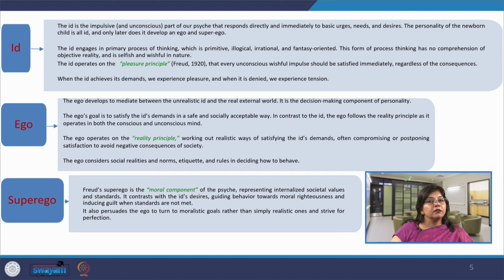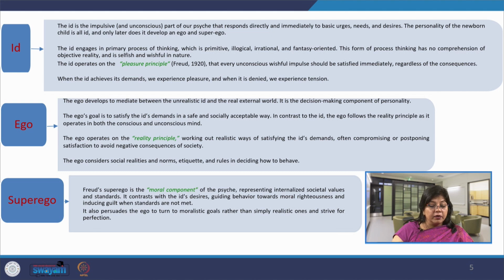So, when the ego is dominating, the person will engage in rational decision making, where every decision should be as per social reality or rules. So, the ego's goal is to satisfy its demands in a safe and socially acceptable way. The ego follows the reality principle as it operates in both the conscious and unconscious mind. So, id is unconscious and ego is conscious. It is working at the conscious level. We understand the environment and then take any decision accordingly. So, even if ego is satisfying its desires, it is actually within the periphery of social expectations and reality, right.